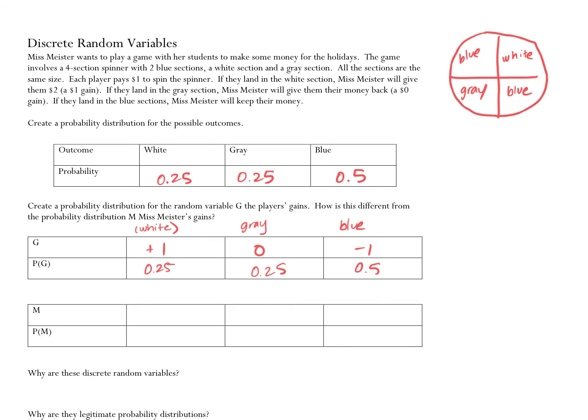Could we have rewritten this from Miss Meister's perspective? What's Miss Meister's gain if you guys land on white? -1. 0, +1, yeah? And now we could look at this and say, oh, Miss Meister's only making money half the time. Okay.